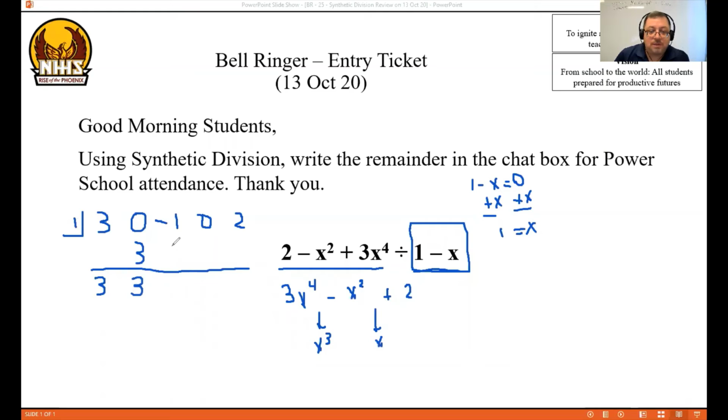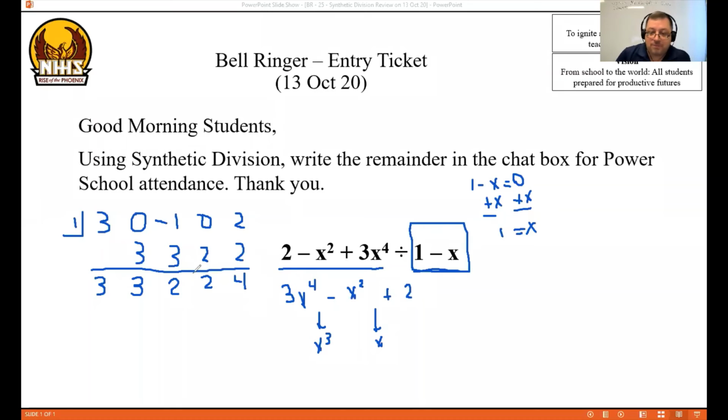1 times 3 is 3. -1 plus 3 is 2. 1 times 2 is 2. 0 plus 2 is 2. 1 times 2 is 2. 2 plus 2 is 4.